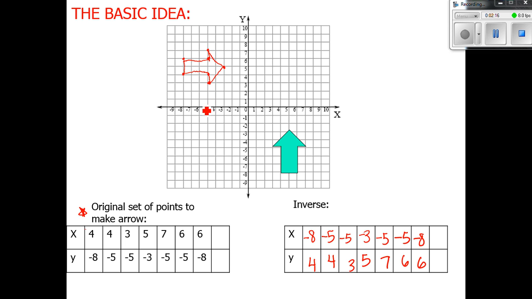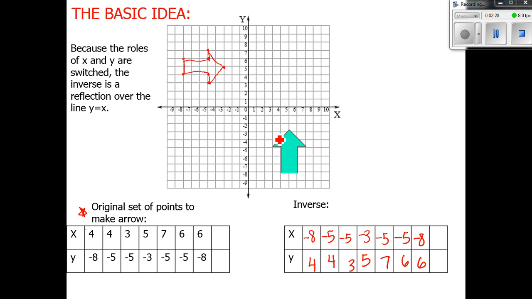Okay, so what we have is the inverse to the original data. What we know when we make the inverse is because the roles of x and y are being switched, the inverse is a reflection over the line y equals x. Well, y equals x is a slope of 1 beginning at 0. So if I start my point at 0, 0, I would go up 1 over 1, up 1 over 1, up 1 over 1. This is the y equals x line.